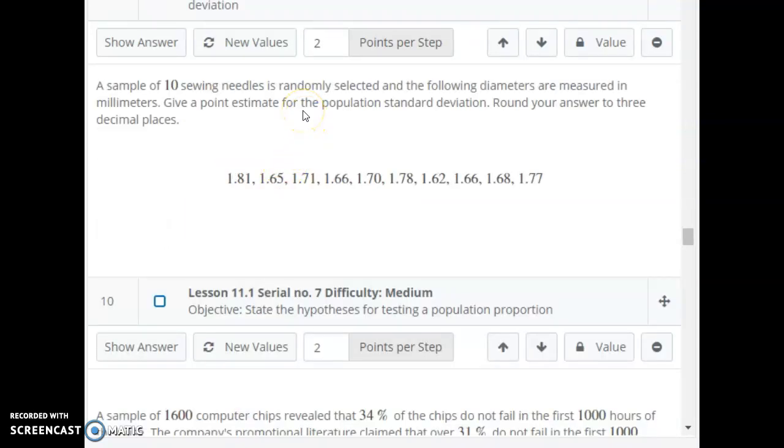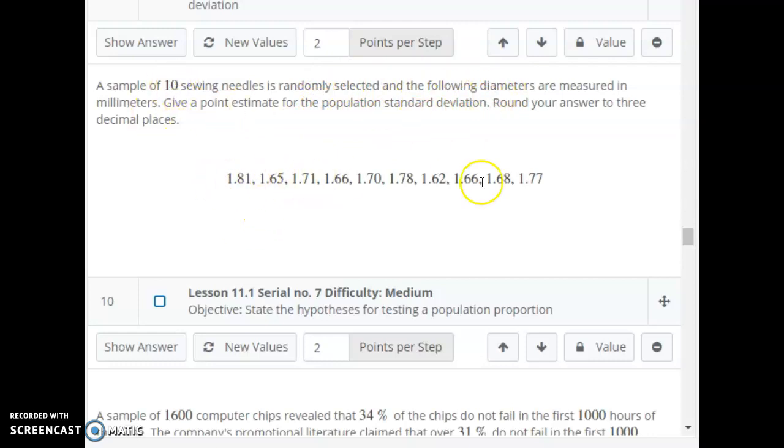Alright, this one's a real zinger. So we have some sewing needles, and we have the diameters of the sewing needles, and we want a point estimate for the population standard deviation. So you can easily type these into a calculator or SPSS, and it'll spit out the sample standard deviation and the population standard deviation. And the temptation there would be to just grab the population standard deviation, but that's not exactly what's going on here.